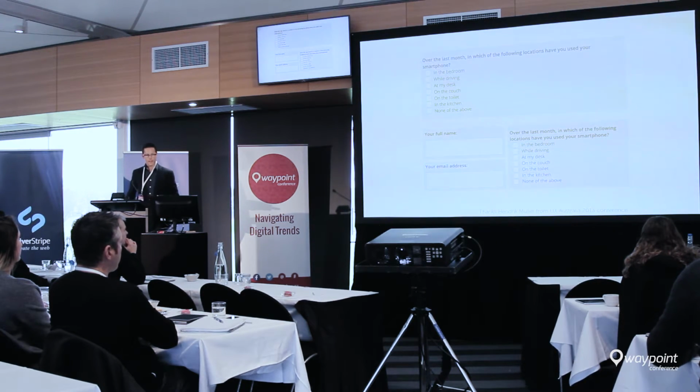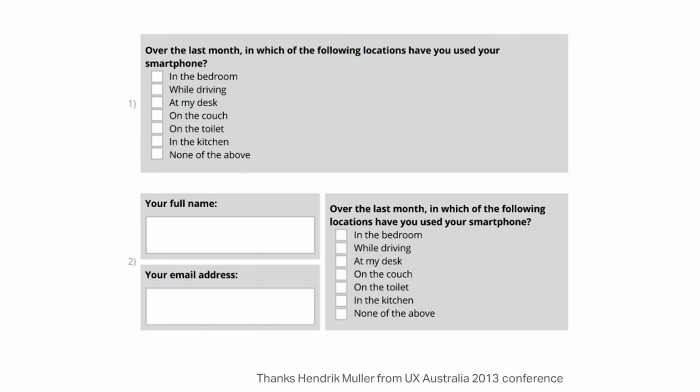So here's a survey, which is quite interesting. This came from Hendrik Muller in a conference a couple of years ago, and I've kept it because I found it really interesting. Here's an example where, depending on the way in which you ask the question, you can get different results or fewer results or just not as good engagement. This question: over the last month, in which of the following locations have you used your smartphone? In the bedroom, while driving, at my desk, on the couch, on the toilet, in the kitchen, none of the above. That's the first way you could ask it.